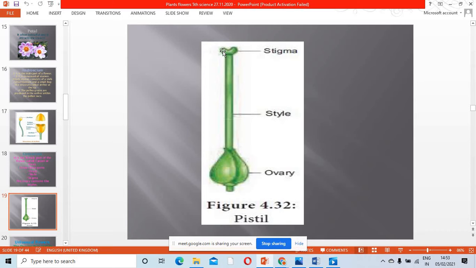Now the stigma is very sticky. The pollen grains will get fixed to the sticky part of the stigma, and the pollen grains will slide inside the tubular structure, the style, and it will reach the ovary. And inside the ovary, the male and the female cells will join together, and it will form the zygote. When the zygote is formed, this ovary will start swelling, and all the stigma, style and all the parts of the flower will wither away, and this ovary will swell and it will become a fruit. And the ovules, as I already told you, which is inside the ovary, will develop into a seed.